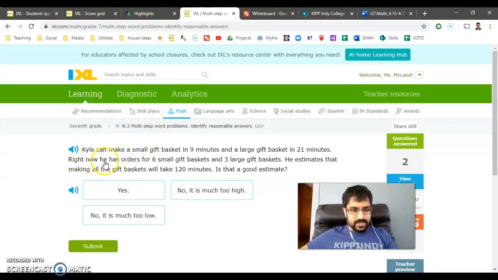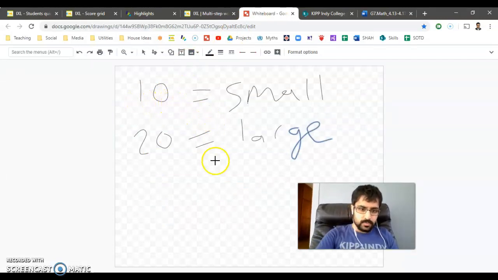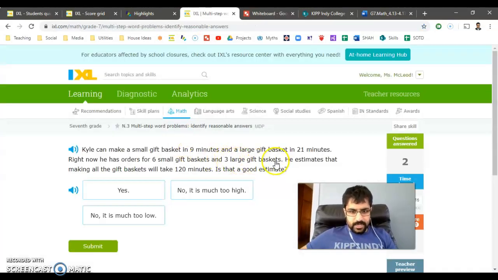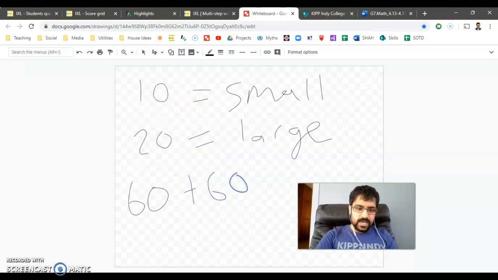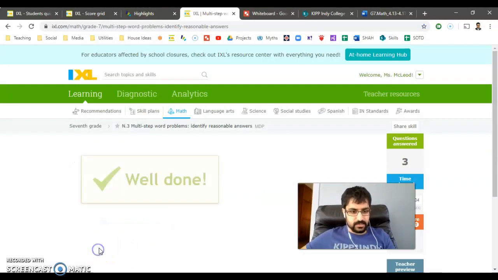It's art. Right now, he has orders for 6 small gift baskets and 3 large gift baskets. So 6 small ones at 10 minutes each: 6 times 10 is 60. And then 3 large gift baskets at 20 minutes each: 3 times 20 is 60. If I add those together, I get 120 minutes. So the estimate is about 120 minutes. That's a pretty good estimate. I like it. Let's say yes.